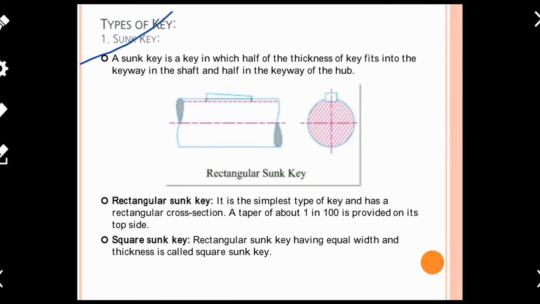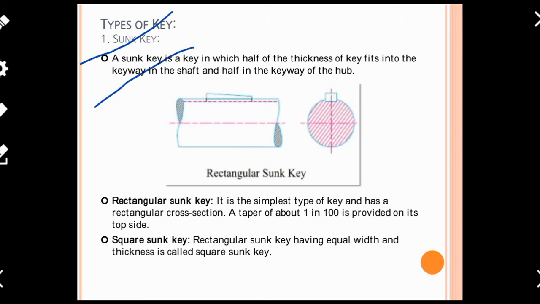Basically, as earlier I have already explained, the special feature of the sunk key is that half portion of that key is inserted in the shaft, whereas half portion of that key is mounted in the hub of any rotating member. So this is the sunk key. Now the sunk key is further classified in many categories.